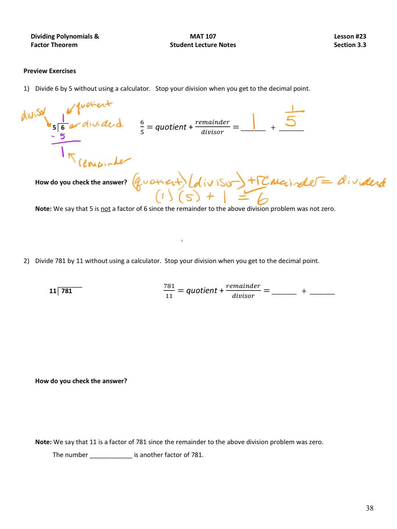When we get a remainder that's not 0, we say that the divisor is not a factor of the dividend. So 5 was not a factor of 6 because the remainder for that division problem was not 0. Okay, let's do a little bit of a bigger one. So 781 divided by 11.